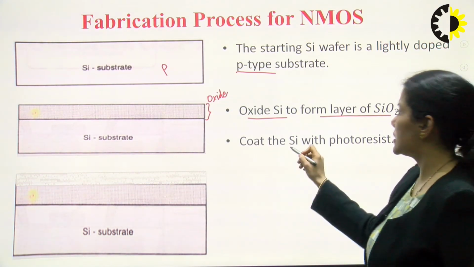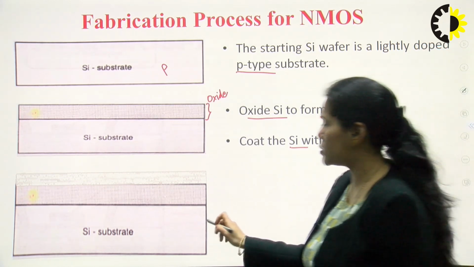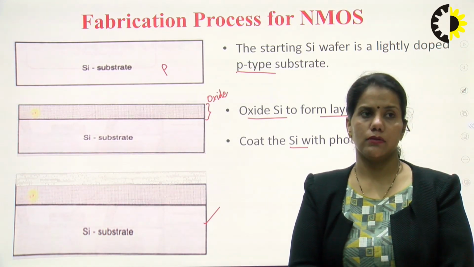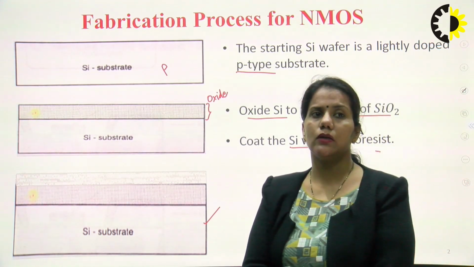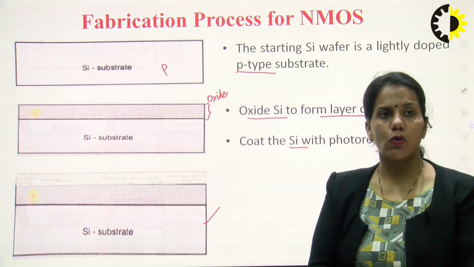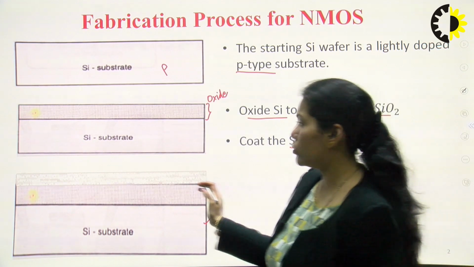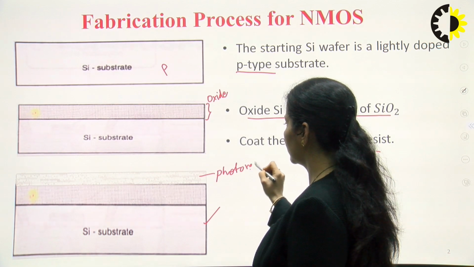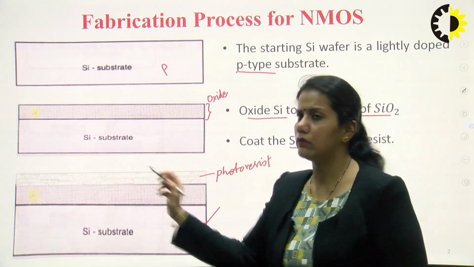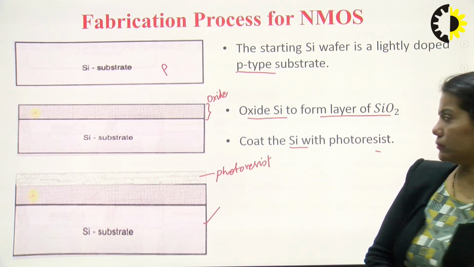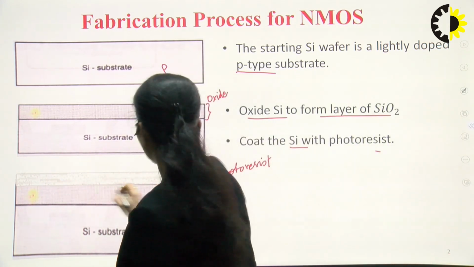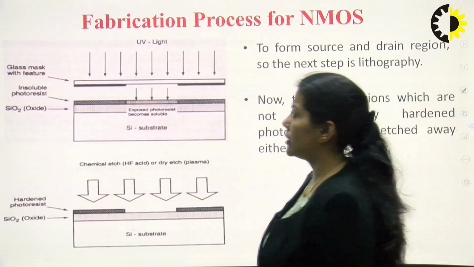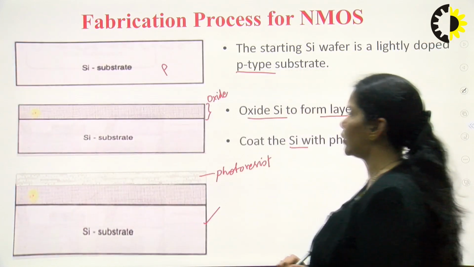Now coat the silicon with the photoresist. Why are we doing this? Whatever pattern we are about to create on this device, to create any pattern, we have to coat the oxide layer, coat this wafer, with the photoresist. This is the photoresist. So we have to cover this and coat this with the photoresist layer, and using the mask, we will create a pattern. So how do we use the mask in creating the pattern?